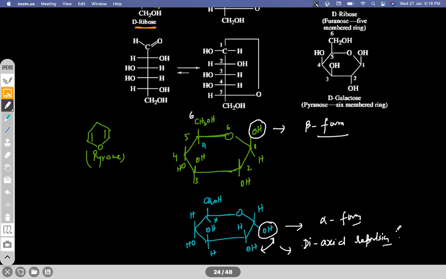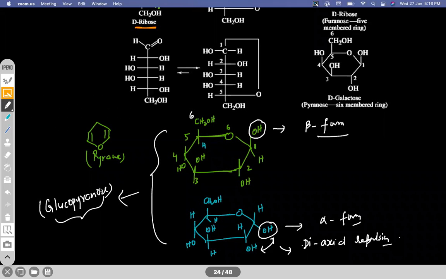Okay, since this structure is given with reference to pyran, the name of these two structures is glucopyranose. So when they have given this structure, then you should consider the Haworth structure of glucose, not the simple one.